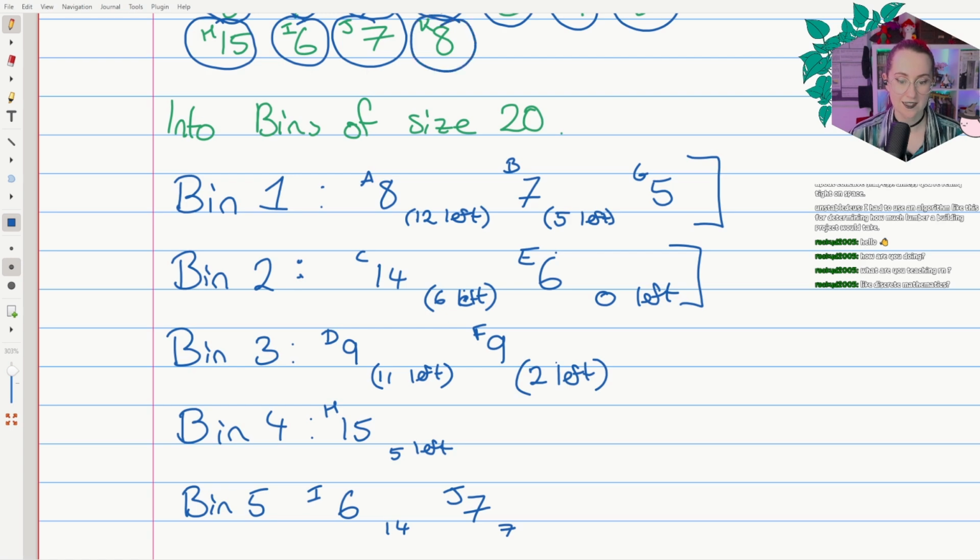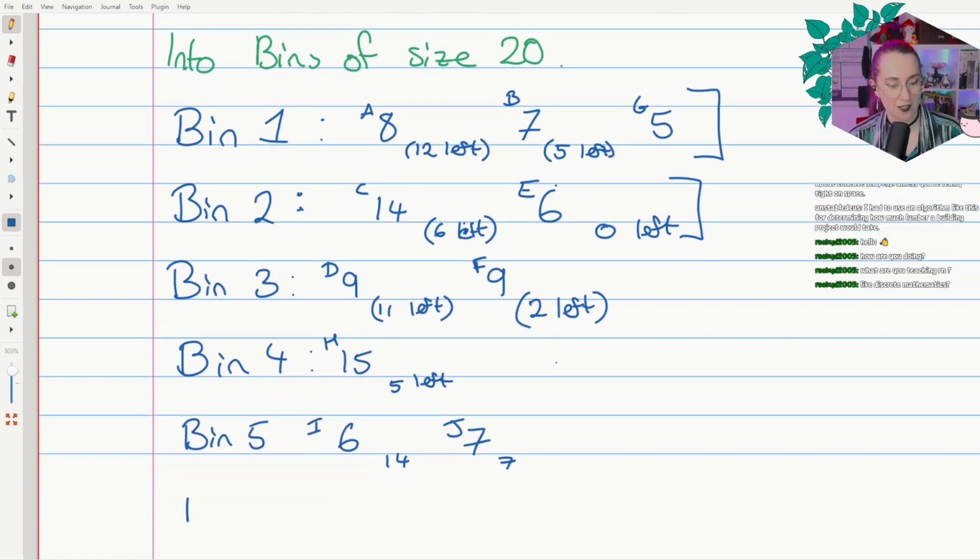And then finally K8, it's not going to fit inside bin 4, and it's not going to fit inside bin 5. So we're actually going to need a 6th bin just for K8. So that's going to have size 12 left.